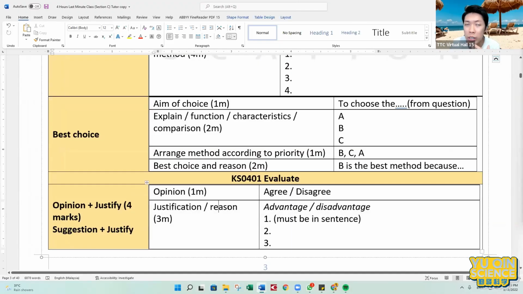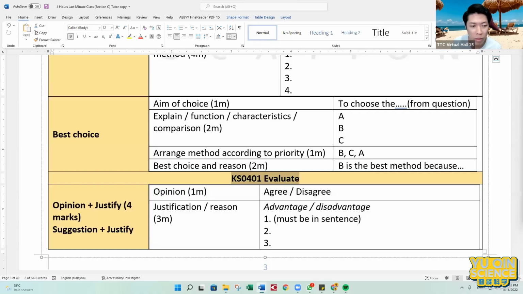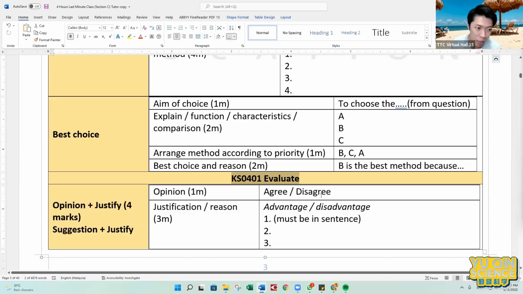So how do we look out for the words? Look out for words like "in your opinion" and "justify your", then confirm it is your skill number 4. Okay, so it's called evaluate. The pros and cons.